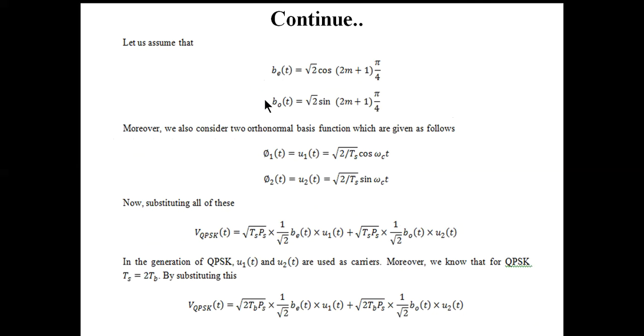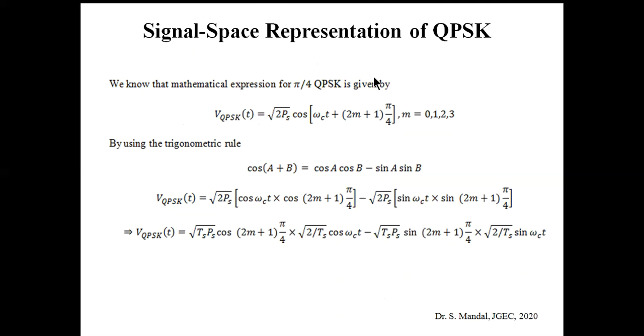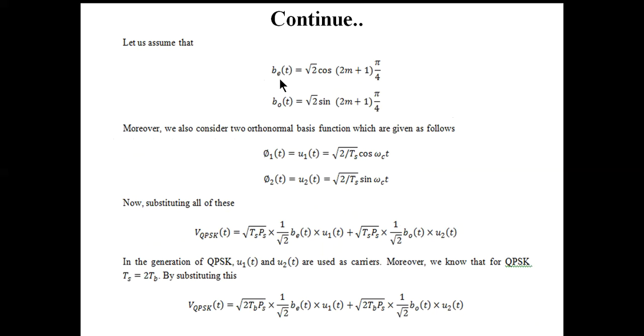Now let us assume that root 2 cos (2m+1)π/4 is b_e(t), which we can call the even signal, and root 2 sin (2m+1)π/4 is b_o(t), which is the odd signal. Moreover, whenever we want to draw a signal space diagram, we need two orthonormal basis functions or carrier functions.